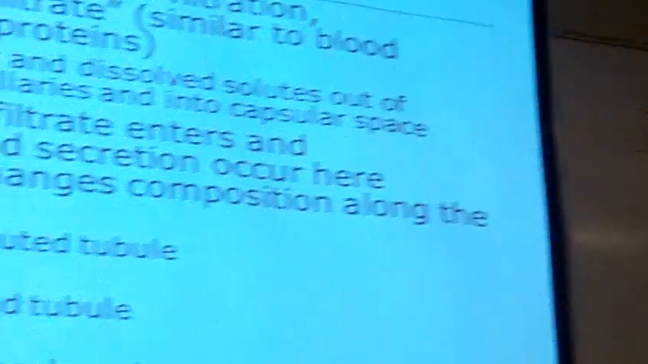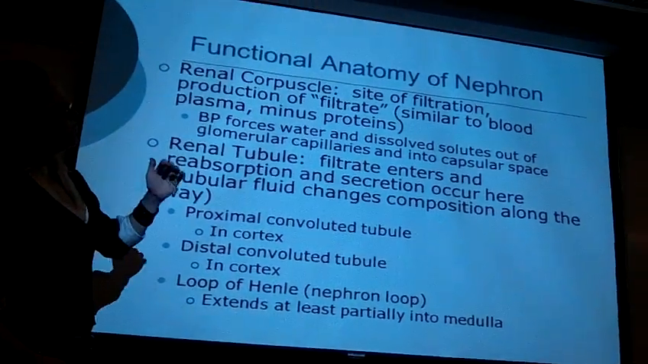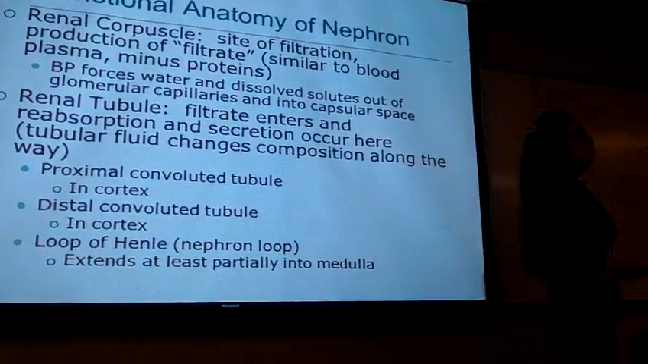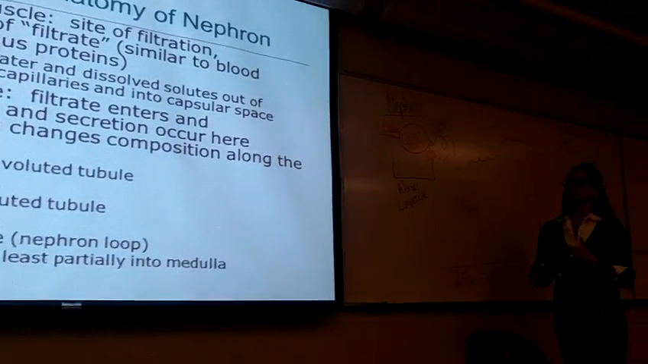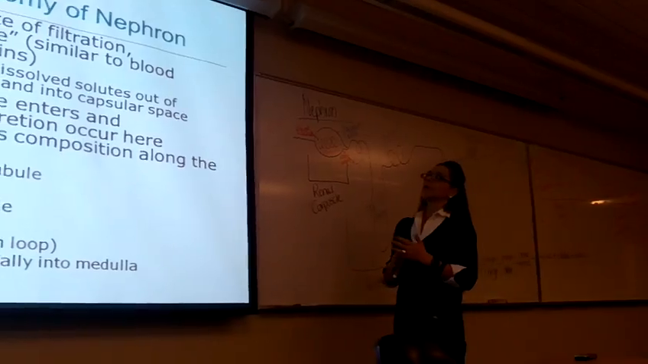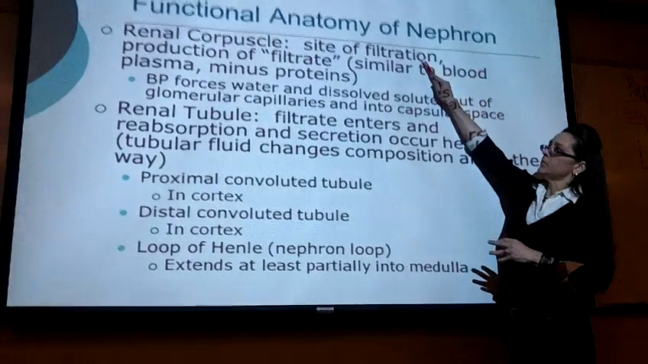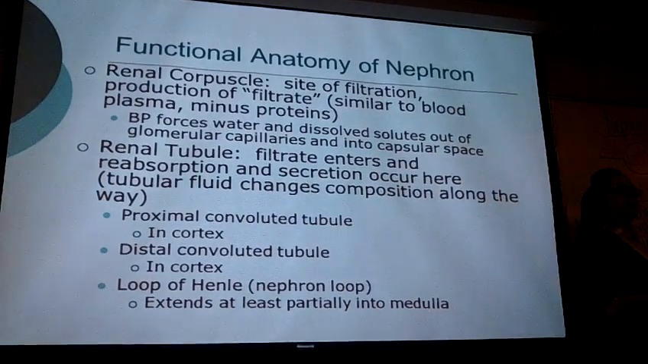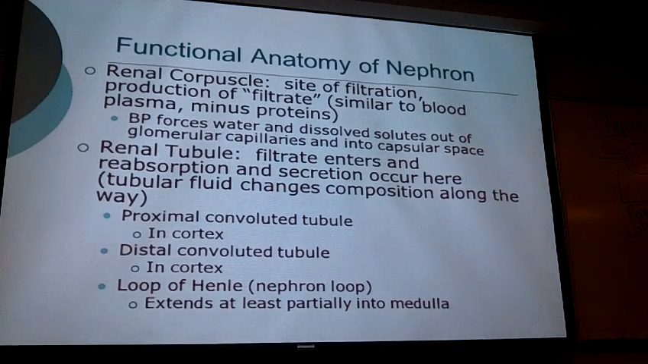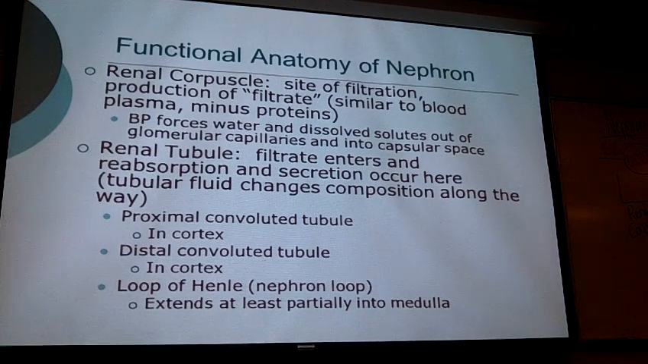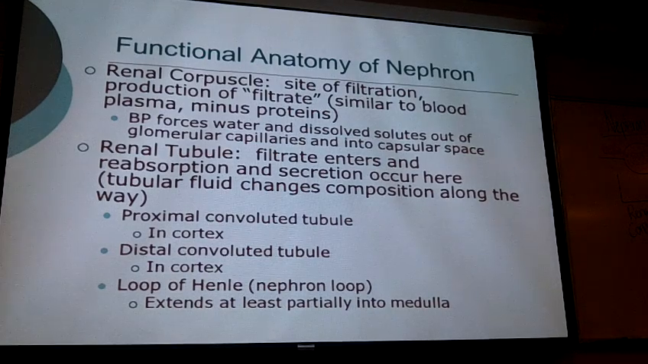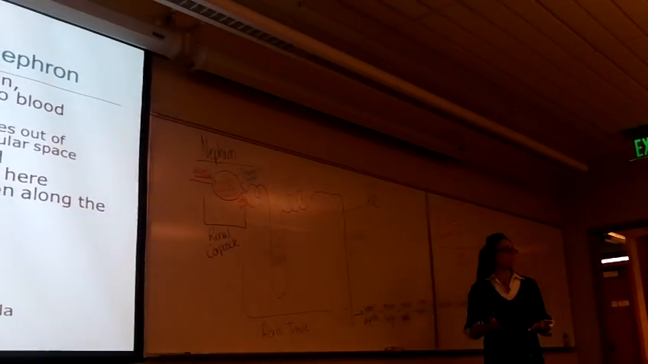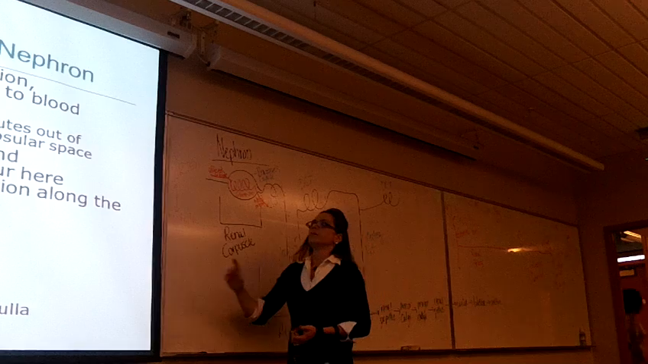Okay, so now we want to say, how do we get this filtrate? How do we get this urine? And again, there are going to be 3 processes: filtration, reabsorption, and secretion. By the time we're done with these 3 processes, we're going to have urine that's going down to the bladder, and clean blood that's going back into the general, systemic system.